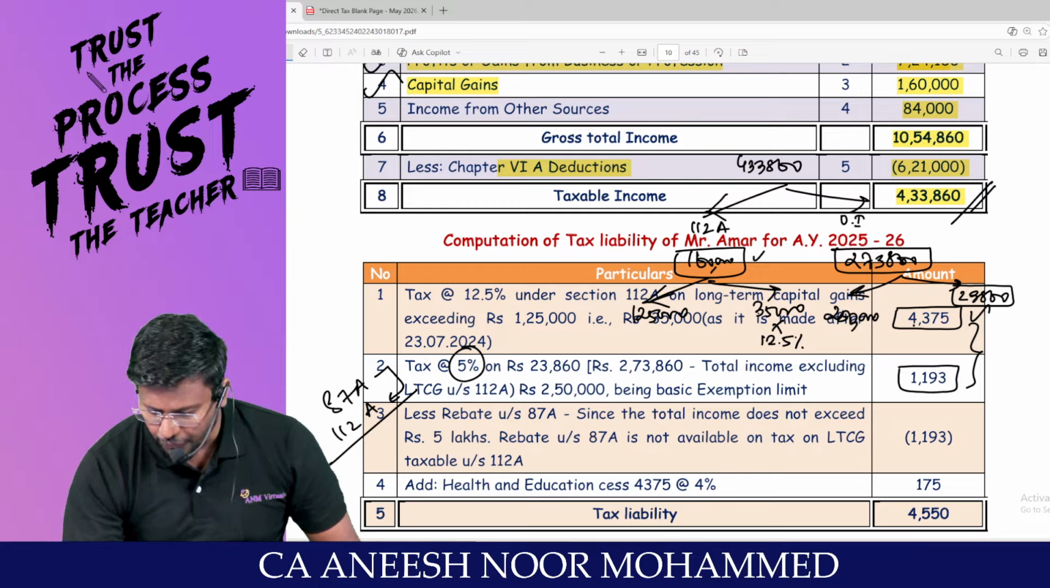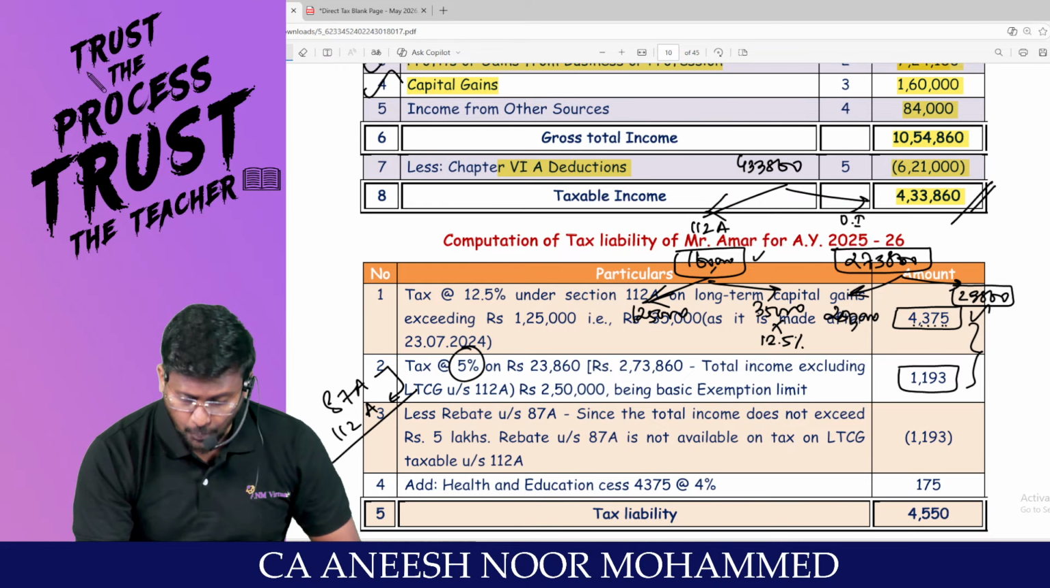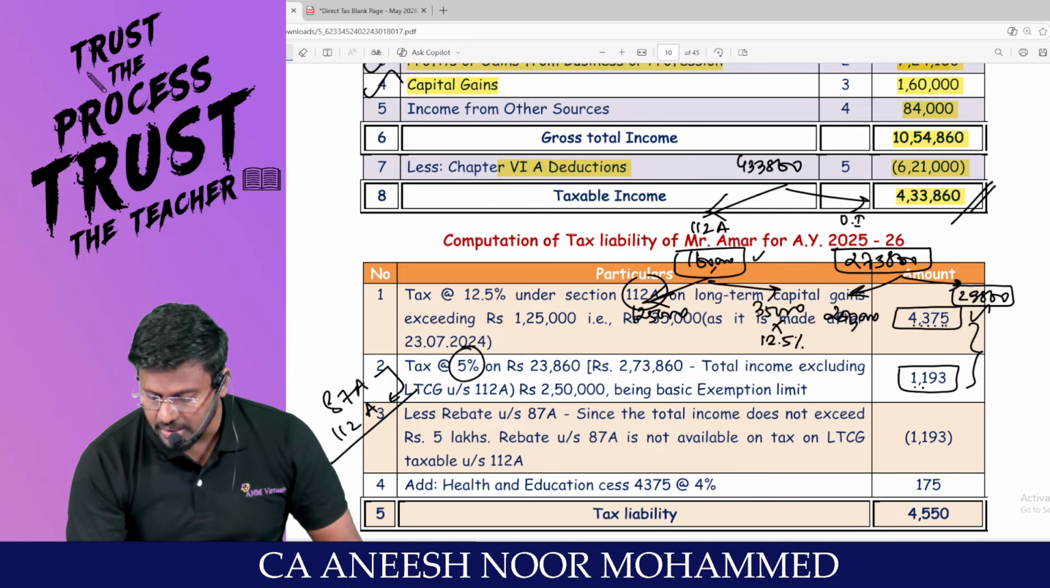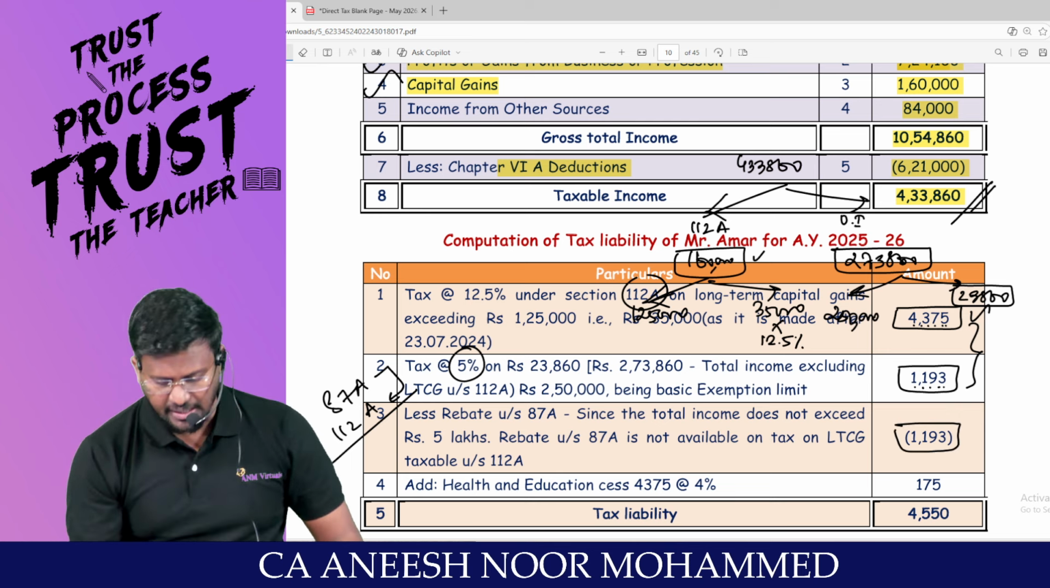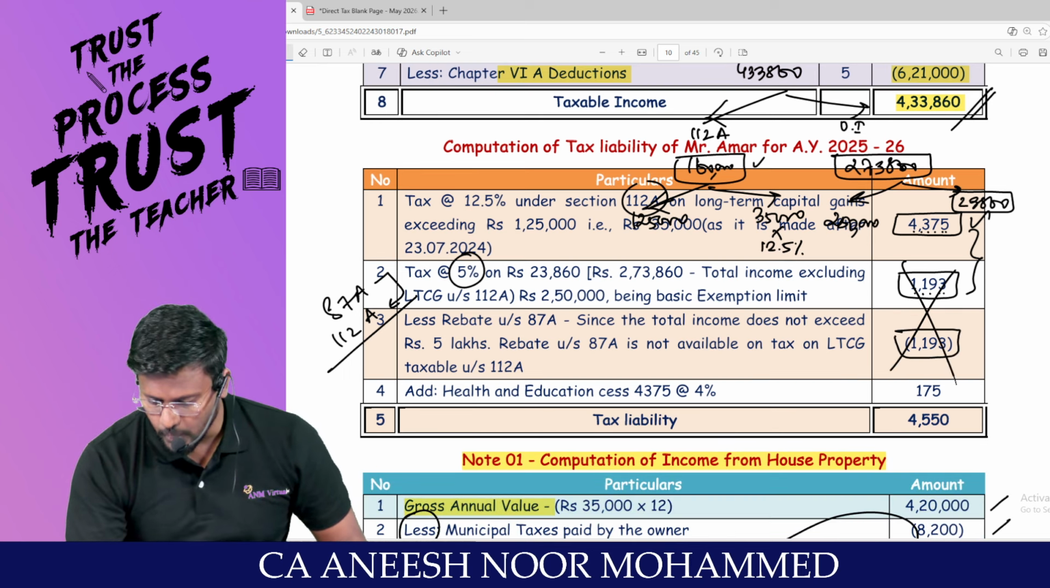So, I am having 4,375. This is the tax for 112A. And this is the tax for the normal income. Against that, you can claim 87A rebate. Sir, that means this will become a knockoff.